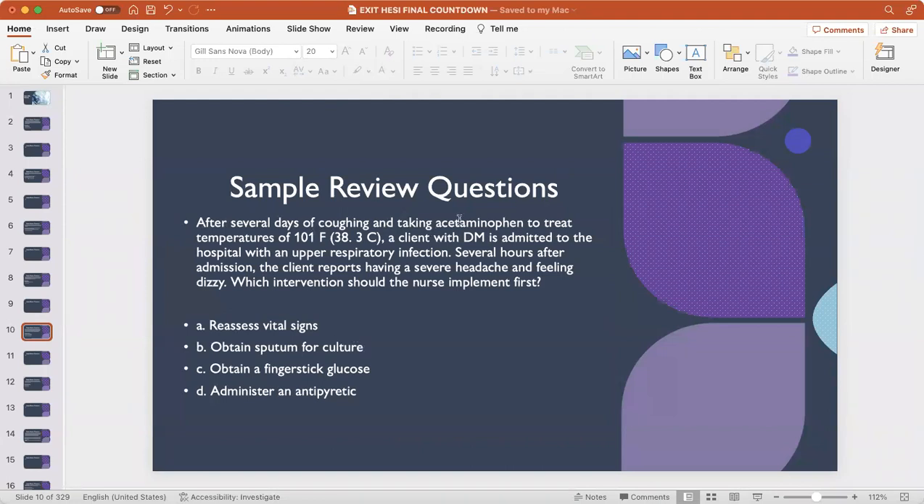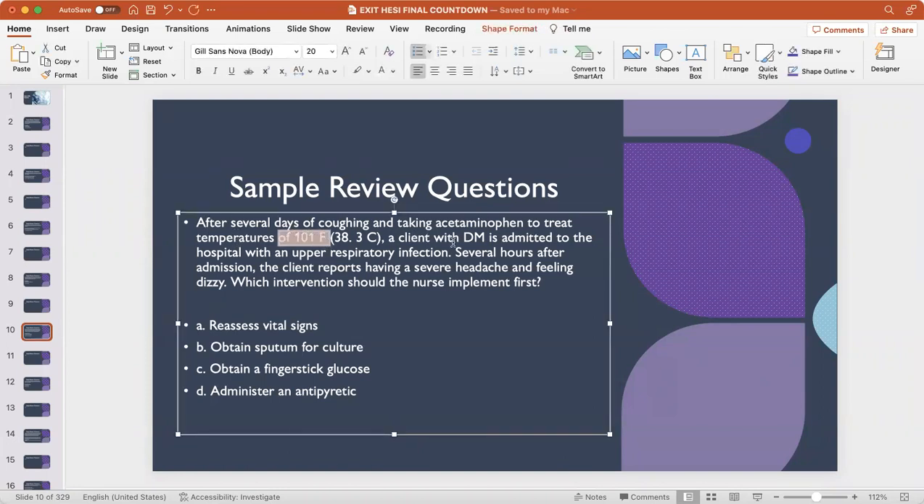After several days of coughing and taking acetaminophen to treat temperatures of 101, a client with diabetes is admitted to the hospital with an upper respiratory infection. Several hours after admission, the client reports having severe headache and feeling dizzy. At any point, have we given any vital signs? No. Well, we knew that after several days of coughing and taking acetaminophen to treat temperatures of 101, so we know he's got a history of it, but at what point have we established what our vital signs are for this patient in the current moment?